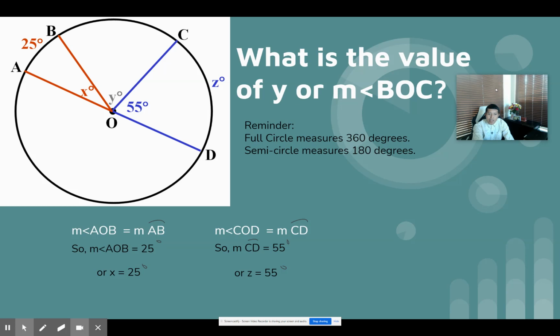So if angle COD is 55 degrees, the one in blue, and angle AOB, the one in red, is 25 degrees, what is that y? If we put them all together, that's half of the circle, so that should be 180 degrees in all. So that would be 100. Why is 100? Because we have to subtract 55 and 25 from the 180. So the y is 100 degrees. Okay?